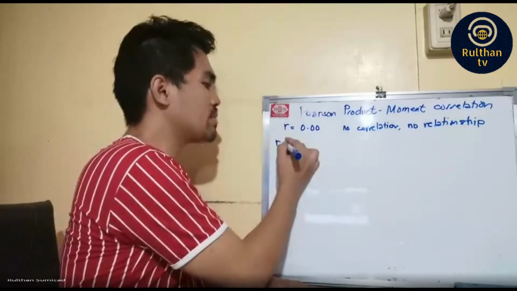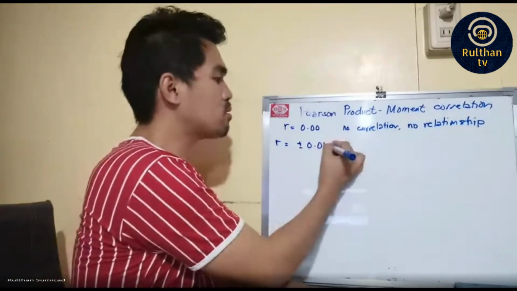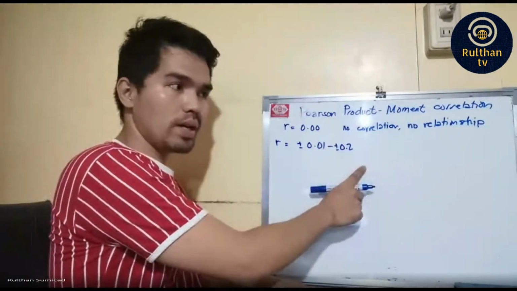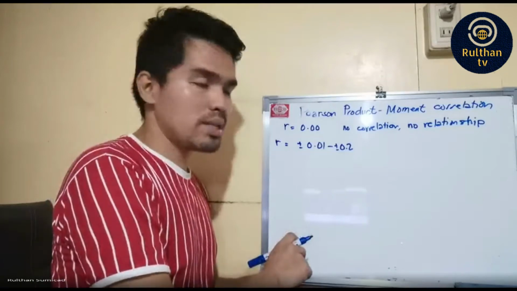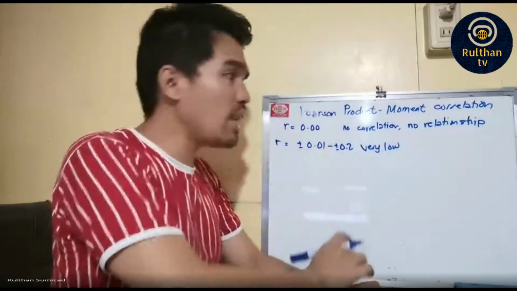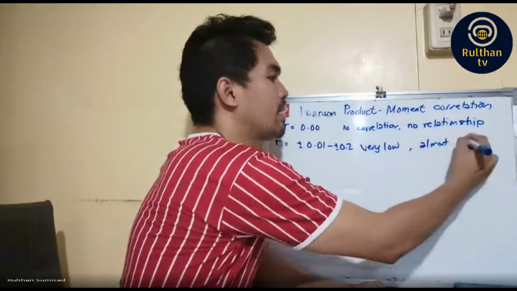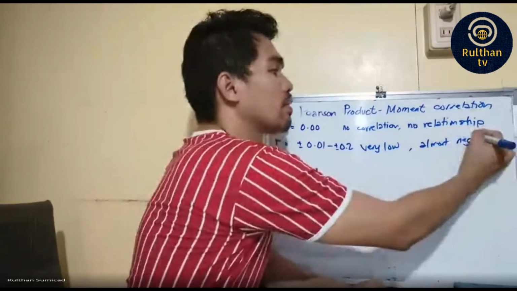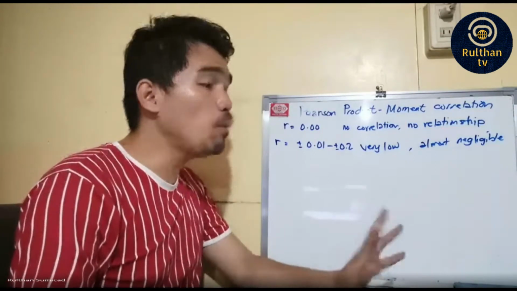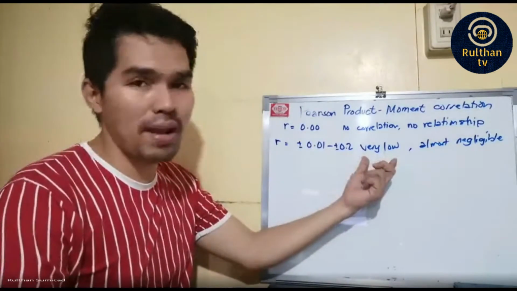Now, in the event that our R is equal to positive or negative 0.01 up to 0.2, so this is 1% until 20%, it entails a very low correlation, implying an almost negligible association. So there is an association going on, but almost negligible. There is a very, very minimal association going on, as it shows that there is a correlation, but a very low correlation.